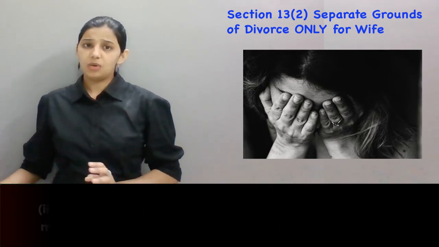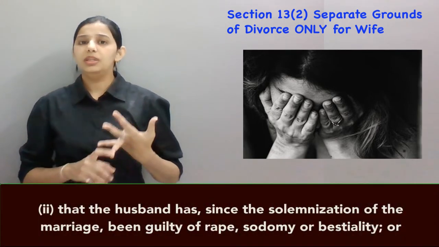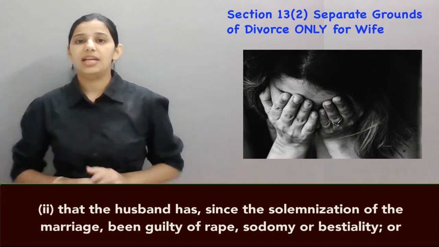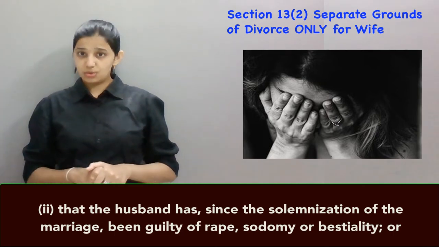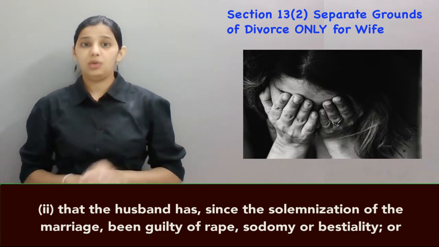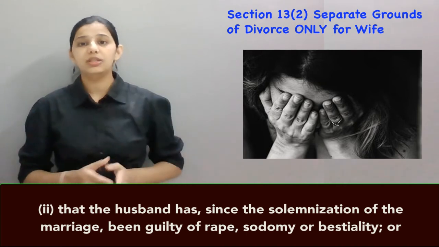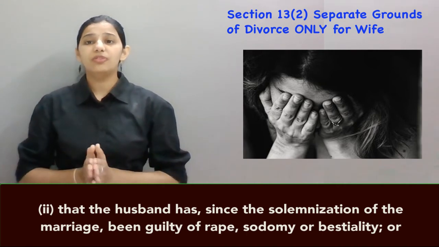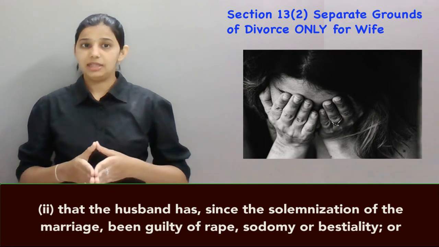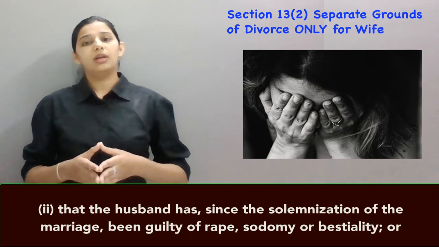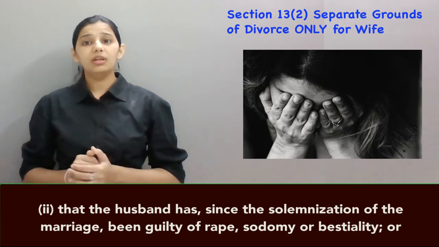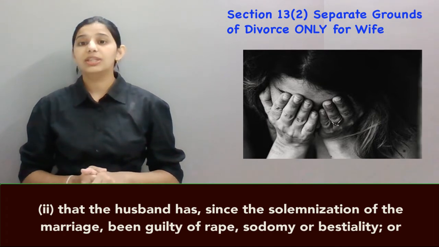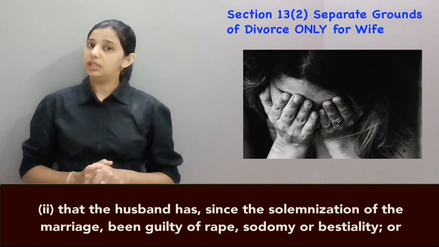The second ground is rape, sodomy, or we can say bestiality. Under section 13 clause 2 and subclause 2 of the Act, a wife is entitled to file a petition for divorce on the ground of rape, sodomy, or bestiality committed on her by her husband. Rape is also a criminal offence and is defined in section 375 of the Indian Penal Code.